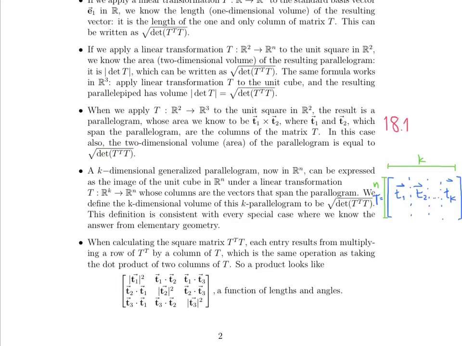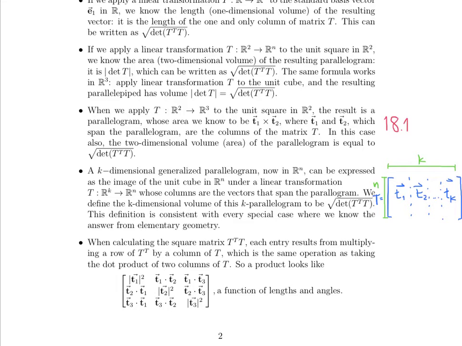If we're then looking to define the k-dimensional volume of this k-parallelogram, we can compute it by taking the determinant of T transpose T, as in the transpose of this matrix multiplied by the original matrix, and we take the square root of that determinant. This definition is consistent with every special case where we know the answer from elementary geometry. You're going to take a look at that a little more closely right at the start of Tuesday's lecture.